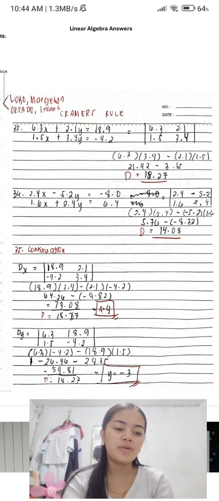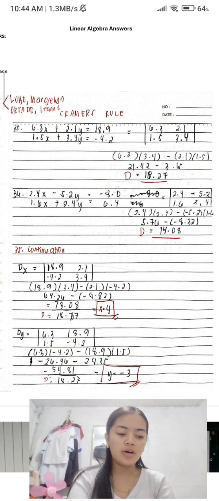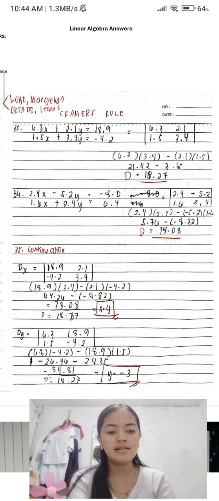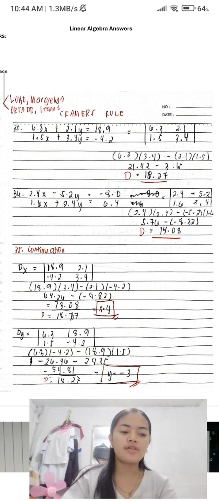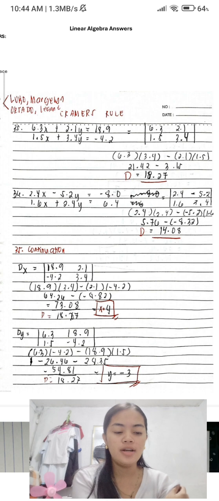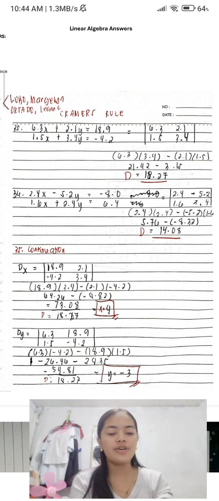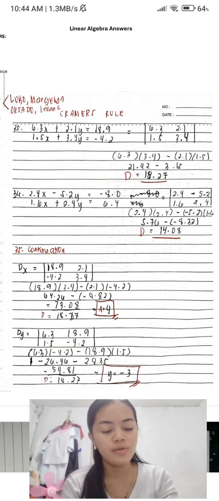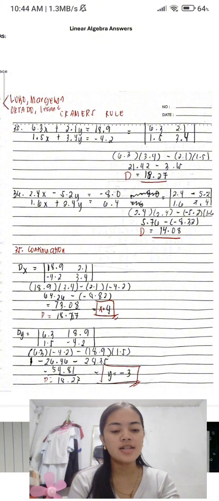I will be discussing with you how we solve these items using Cramer's rule, the inverse method, and the Gaussian method. Let's start first with item number 35, which is 6.3x + 2.1y = 18.9.